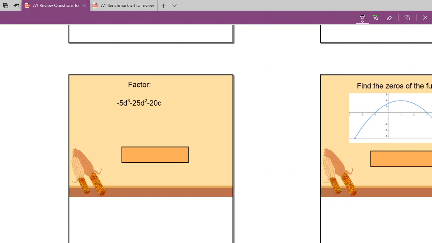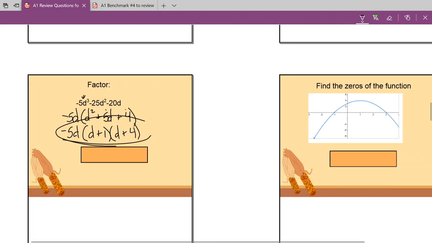All right, we need to factor. And I see some greatest common factors here, and I would definitely take out a negative 5d first, so that when I take this first one, the biggest, I get a positive d squared, much easier to factor. And then I have plus 5d, and then plus 4. If I were to multiply all that out, I would get negative 5d cubed minus 25d squared minus 20d. And then I can look at the inside and see if I can factor that, which I can. I'm going to factor it to be (d plus 1) and (d plus 4), giving me a multiplication of 4, addition of 5. And that would be my factorization.